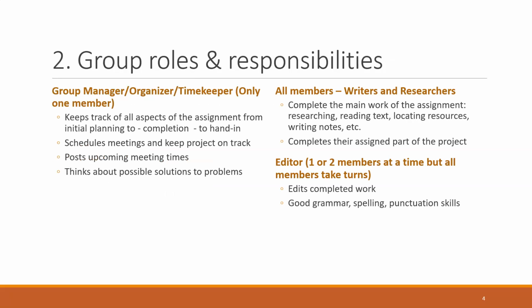So, group roles and responsibilities. One person needs to be the group manager. This person is also the organizer and timekeeper, and it really can only be one member. They keep track of all aspects of the assignment, from initial planning to completion to handing it in. In this case, each person is handing in their own copy of the same assignment. They schedule meetings and keep the project on track, post upcoming meeting times, and think about solutions to problems.